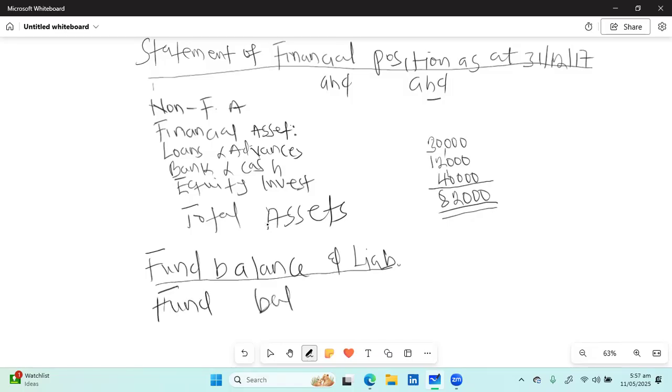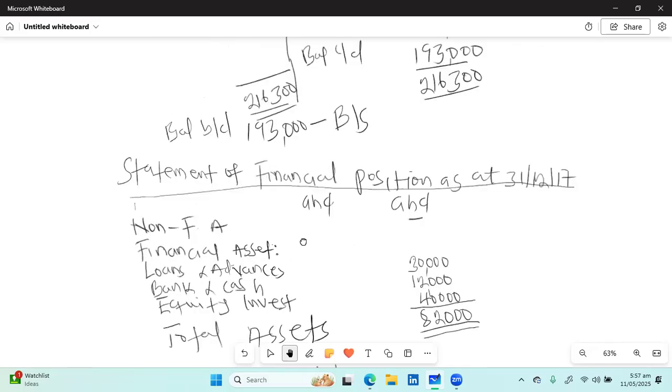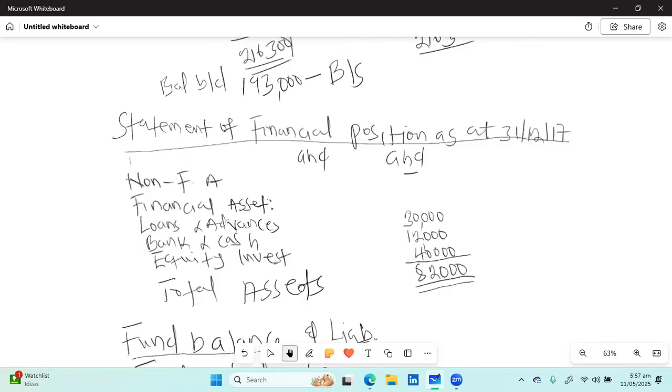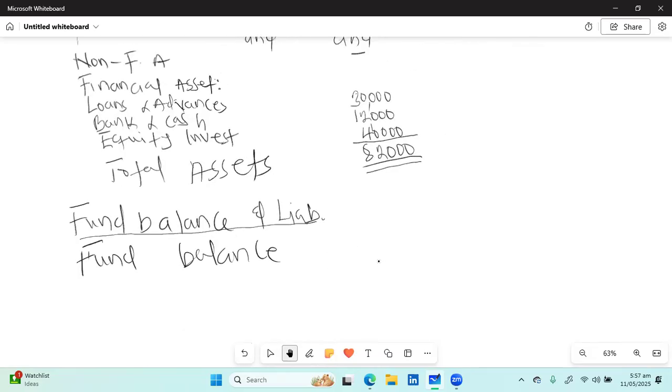This is more or less like what you see as income surplus in the private sector. So we had it at the top here. Yes, negative 193,000. Have you seen it? Yes, sir. So we'll put it here in brackets. Negative 193,000.